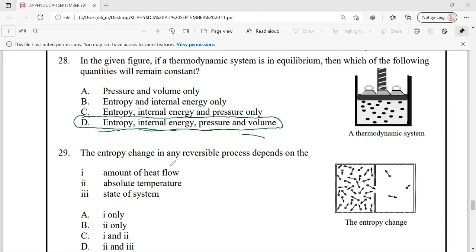The entropy change in any reversible process depends on which of the following factors? So the formula for the entropy change is equal to Q over T, where T is the absolute temperature and Q is the amount of heat. So the factors that influence the entropy are 1 and 2. So option C is our right answer.